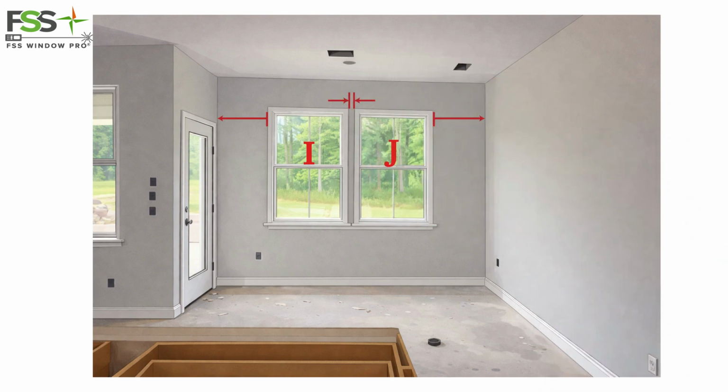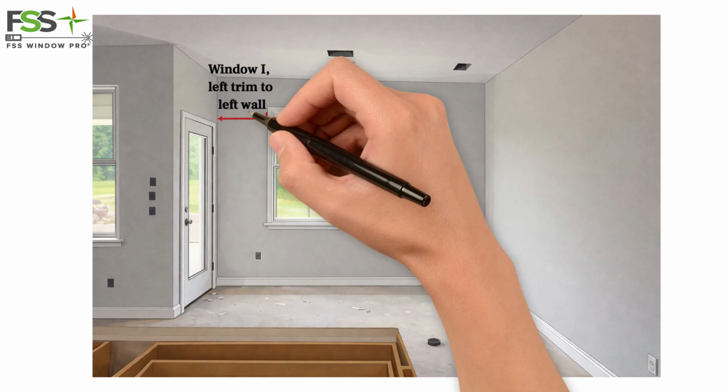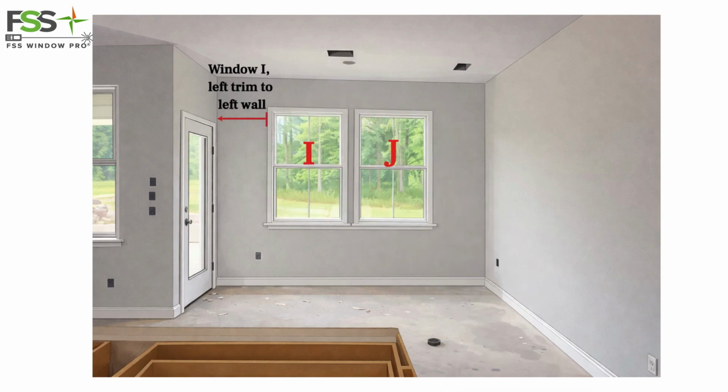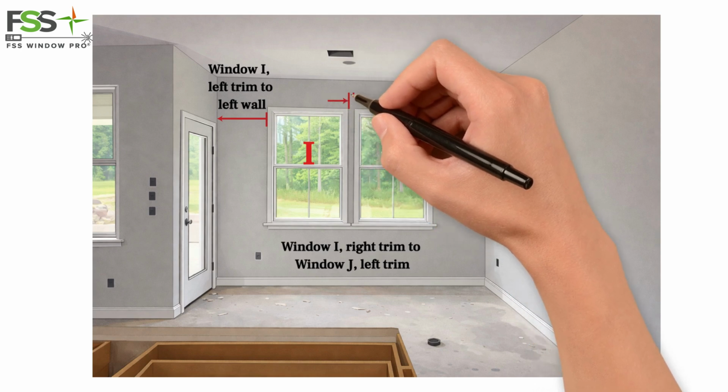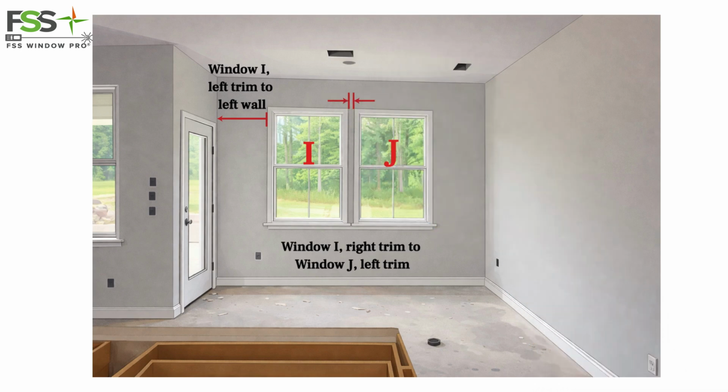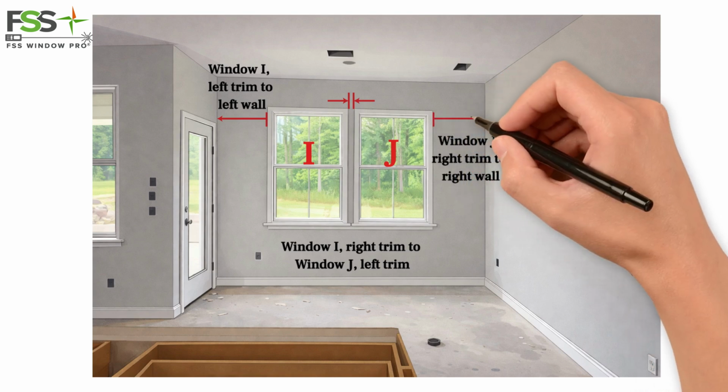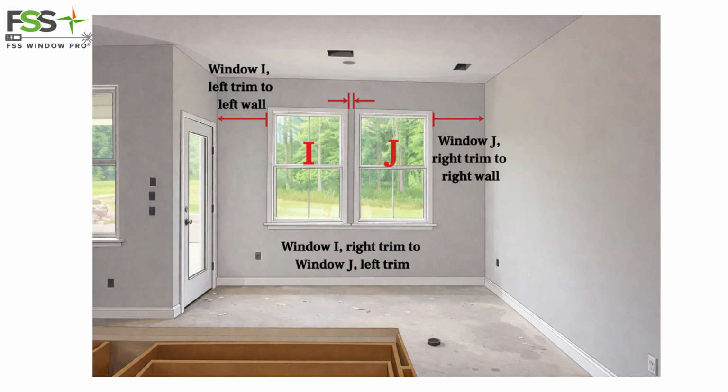Now, one way to do this would be to create custom rows and name each one very specifically. For example, you might name one custom row, window I, left trim to left wall. Another custom row, window I, right trim to window J, left trim. And the third custom row, window J, right trim to right wall.